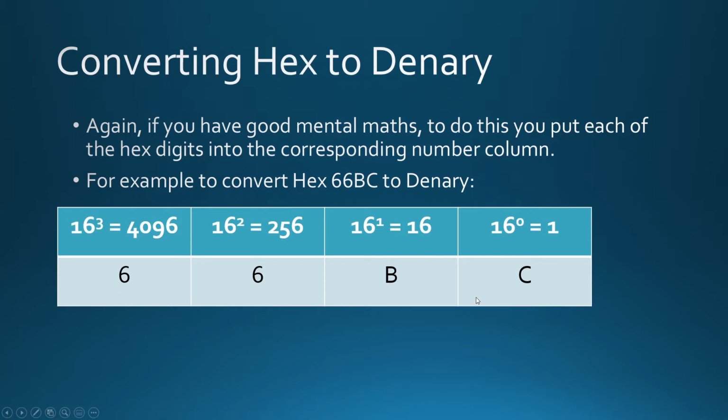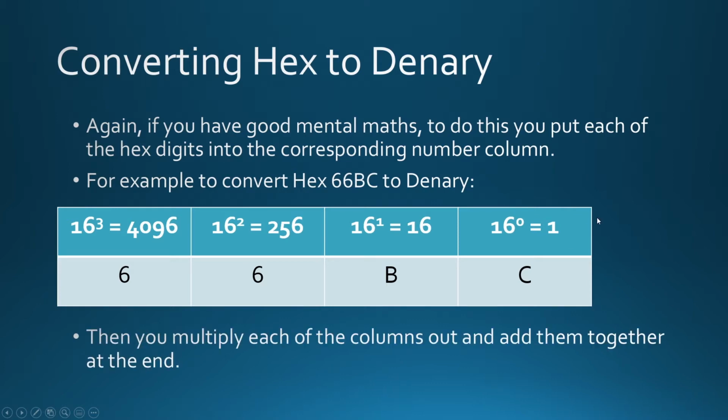And now, remember, how did you do this when you did binary? You'd put your binary numbers in here, and then you'd multiply out. Or your denary numbers, you'd put your denary digits in the right columns, and then multiply out. It's no different here. So it's going to be 6 times 4096, plus 6 times 256, plus B times 16, plus C times 1. So you're multiplying out the columns.